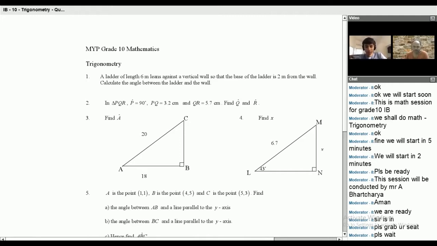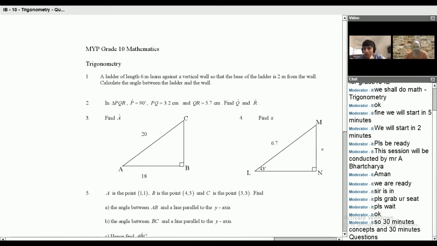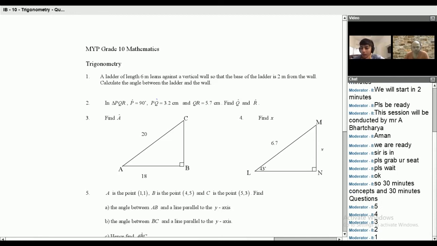Okay, so today's topic would be trigonometry. So let's start. The first question on trigonometry. We will discuss 30 minutes of concepts and 30 minutes of questions. First 30 minutes we'll discuss concepts on trigonometry, then we can move to the question paper.